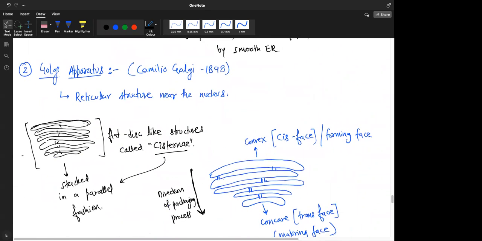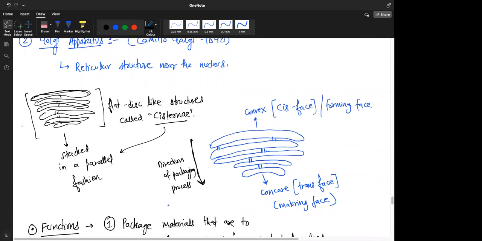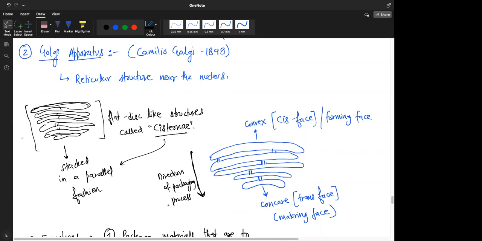Now, the second organelle is the Golgi apparatus. It was discovered by Camillo Golgi in the year 1898. It is a reticular structure near the nucleus, around the nucleus. Golgi is a disc-like structure connected together, and each disc-like structure is called a cisternae. There are two faces: one is the convex face, which is called the cis face. It is the forming face, and the other is the concave face, the trans face, and it is known as the maturing face.